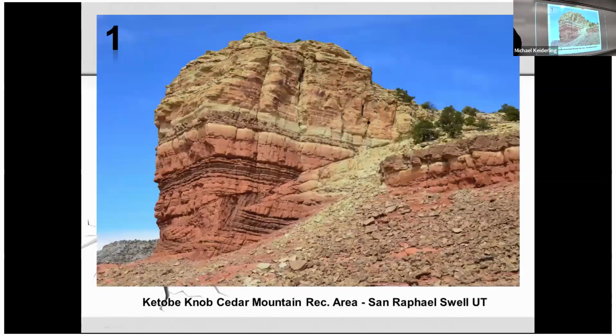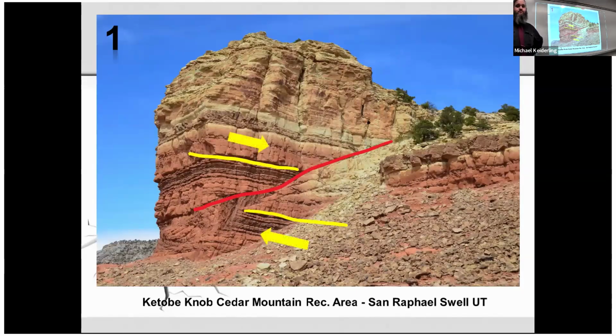Number 1, Katobe Knob in the San Rafael Swell in Utah. First, we identify the fault plane, located here. Then we identify the layers that used to line up, here and here. So we can see, because of the overlap, this must have formed from compression or convergent motion.